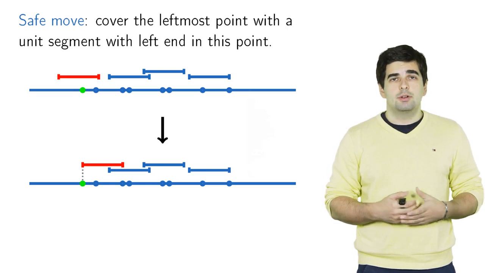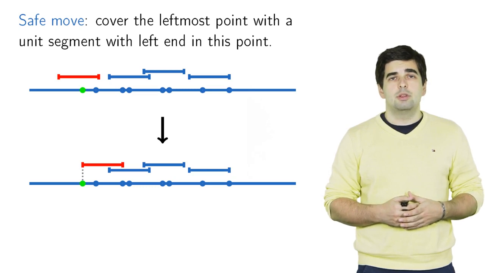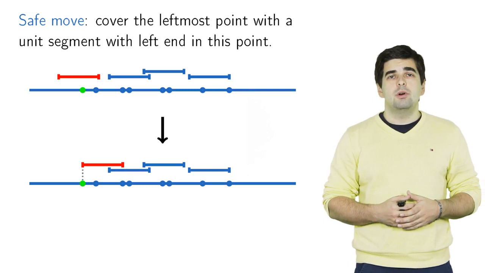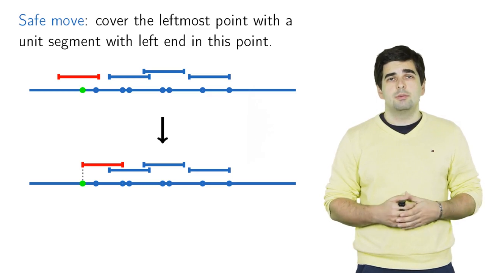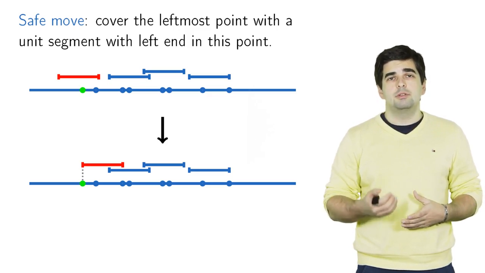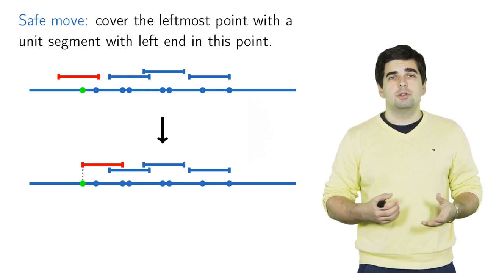Basically, it means that we have a greedy algorithm. First, make a safe move, add a segment to the solution with the left end starting in the leftmost point, then remove all the points which are already covered by this segment from the set, and if there are still points left, repeat the process. And repeat this process until there are no points left in the set.